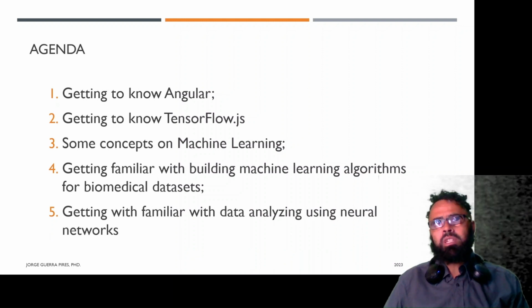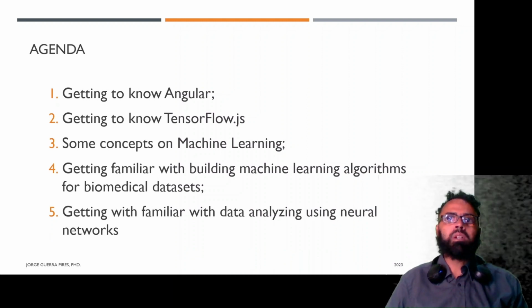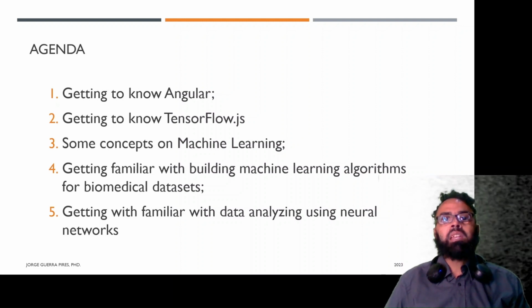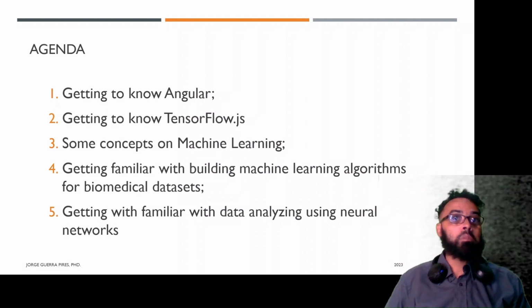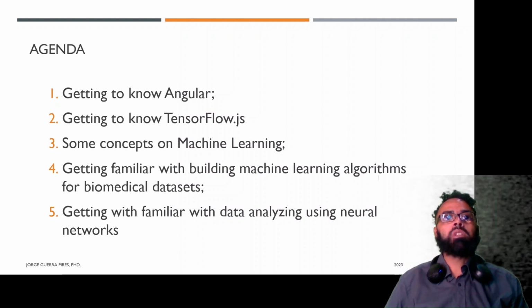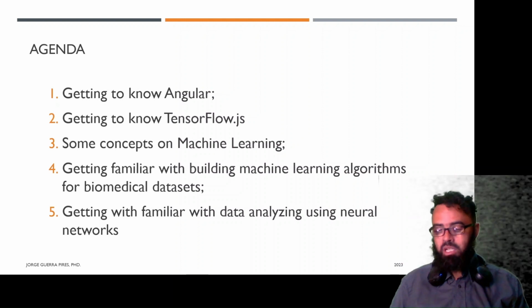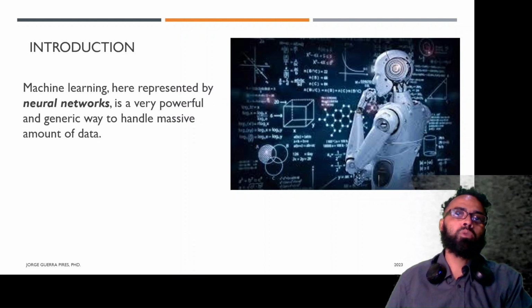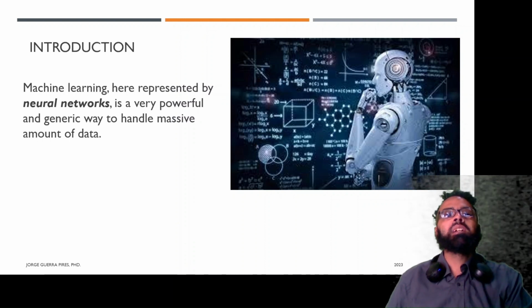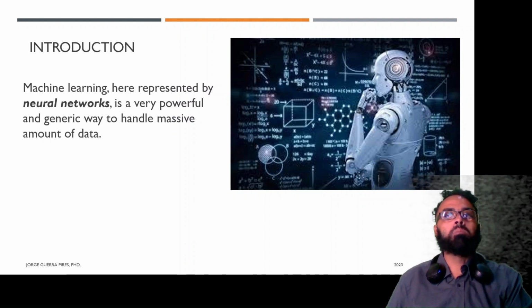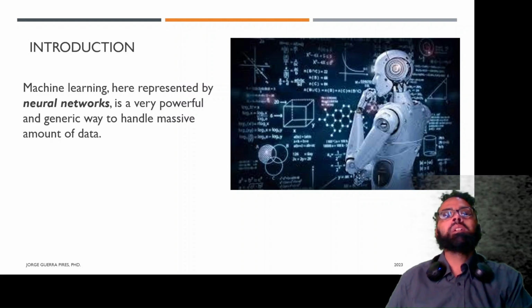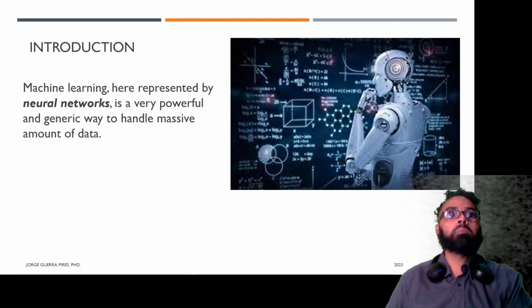Getting familiar with data analysis using neural networks, I think it may even be impossible to talk about data analysis and data science without talking about machine learning. Most of the models used for data analysis are based somehow on machine learning. Here I'm talking just about neural networks, which is the group of models that is much more successful. Most of the models people talk about in machine learning have to do with neural networks. That includes ChatGPT. They are a very powerful and generic way to handle massive amounts of data.